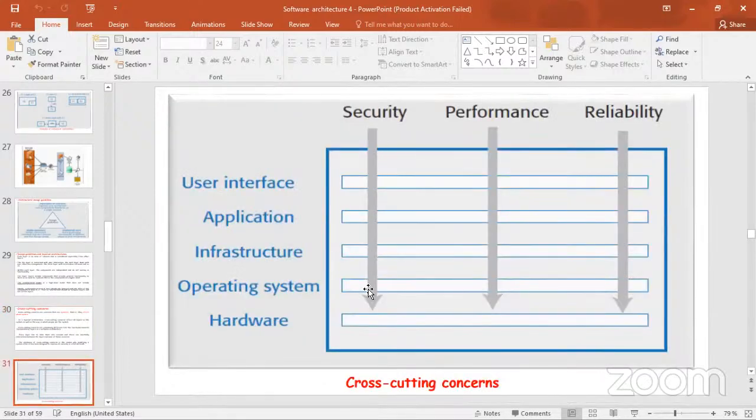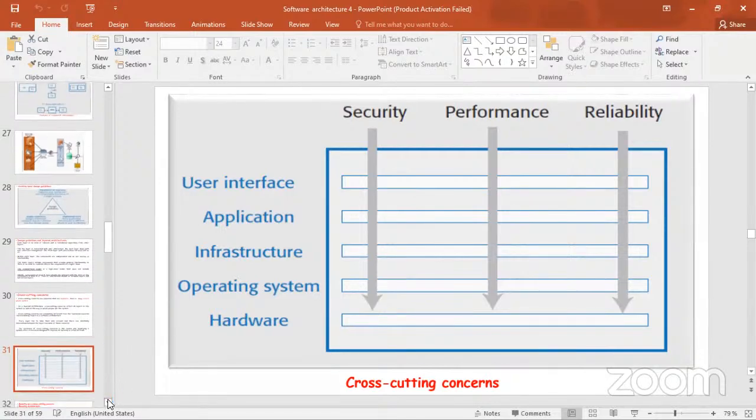So you see those arrows going downwards. These are cross-cutting concerns: security, performance, reliability, the infrastructure, the operating system, and the hardware. So security cuts across user interface, application, infrastructure; performance cuts across them, and reliability cuts across them also.